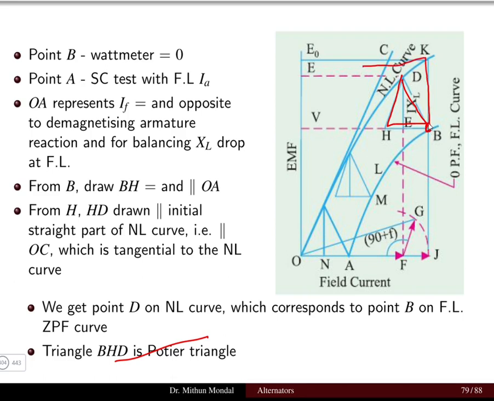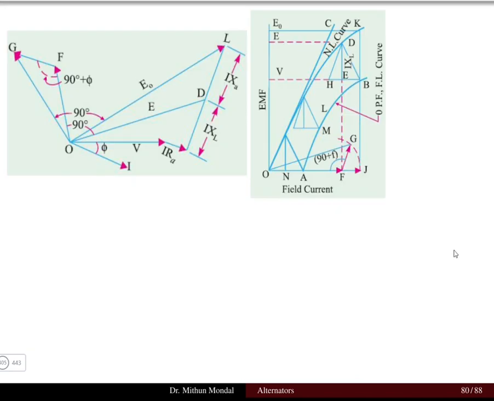Once we have obtained the point B, we can intersect with the OCC curve and find the value of E0. So this will give you the voltage regulation equal to (E0 minus V) by V into 100. So this is the voltage regulation of the machine.